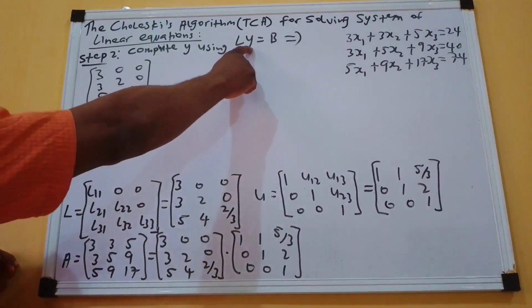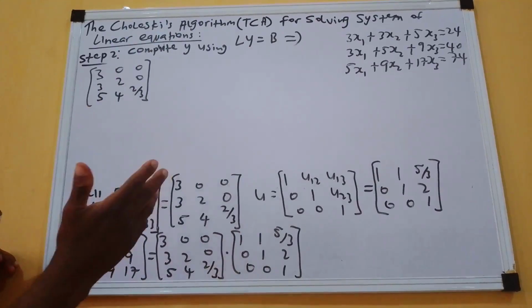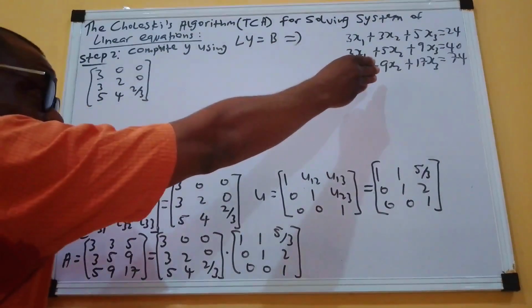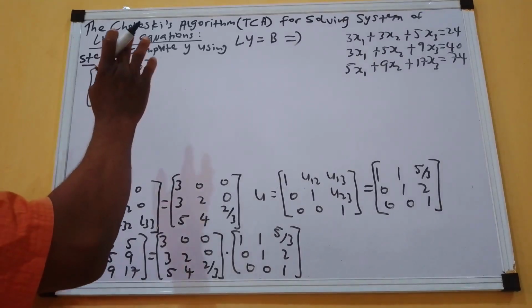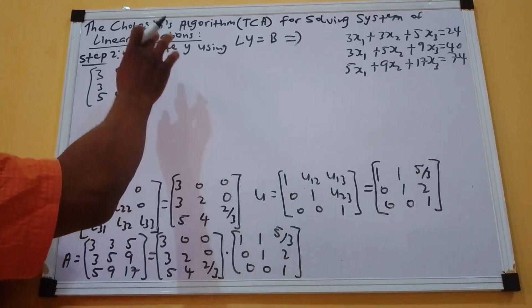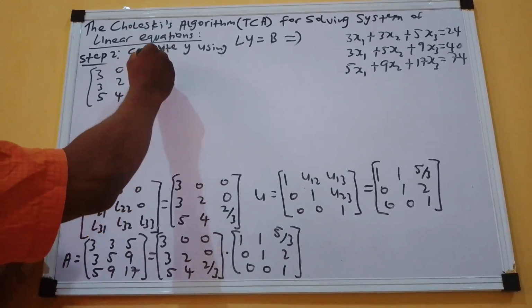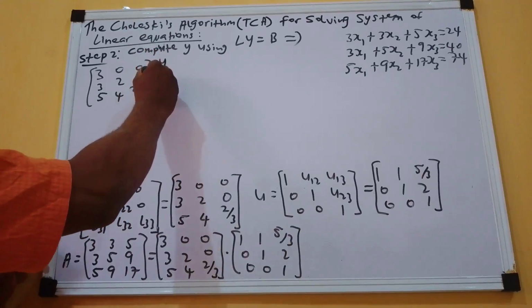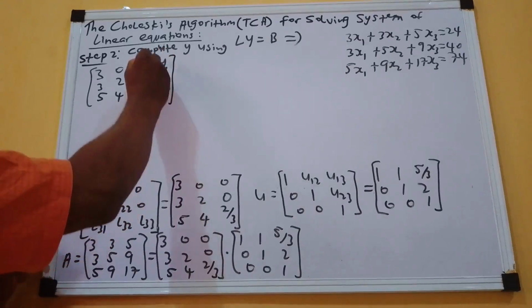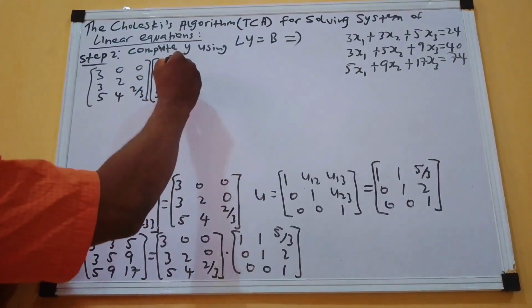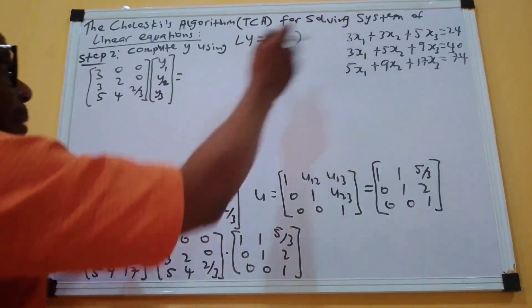Now we are introducing y. Y is also an unknown because the system is a 3 by 3 system having 3 unknowns and 3 equations. That means our y will likewise be a vector having 3 unknowns. So you can call the y y1, y2, and y3. That's what we are going to put. So we are following this formula and it's equal to our b. What is our b?